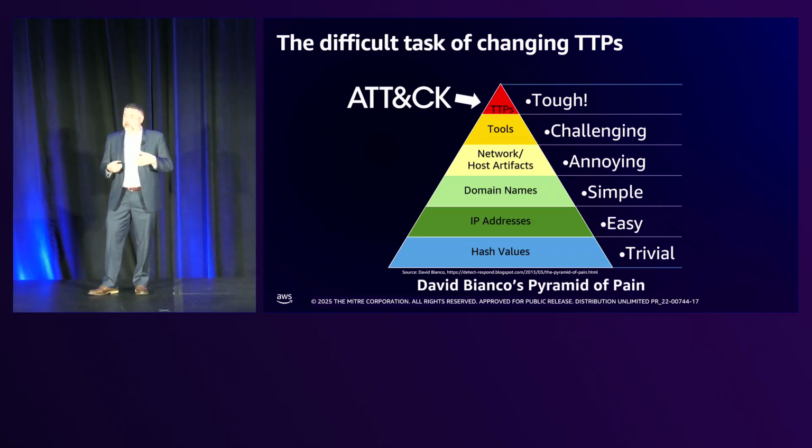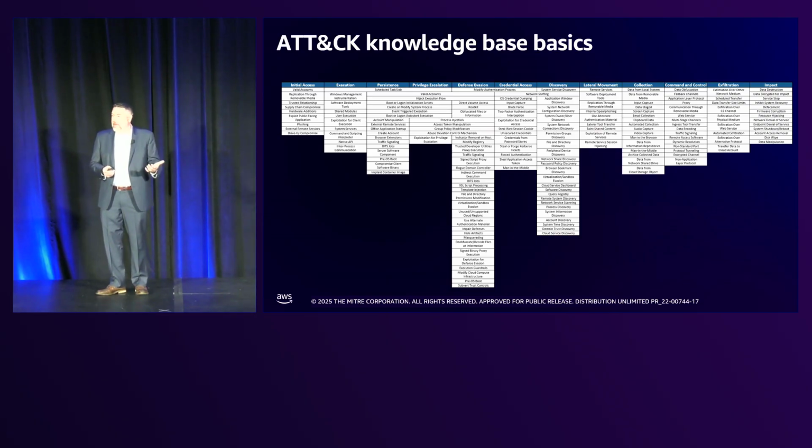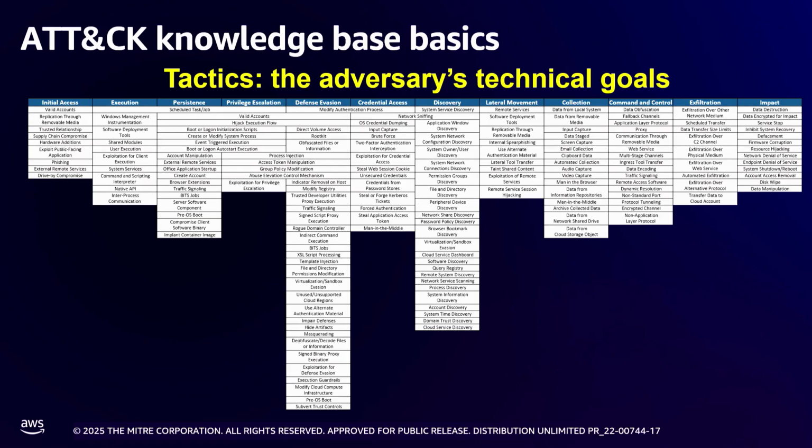It's really hard. We're creatures of habit. Attackers are creatures of habit. Changing out TTPs, that's where the real value is. So for those of you who might know, I'll walk through this real quickly: there's the ATT&CK framework as a matrix. Here across the top are the tactics, so the adversary's technical goals.